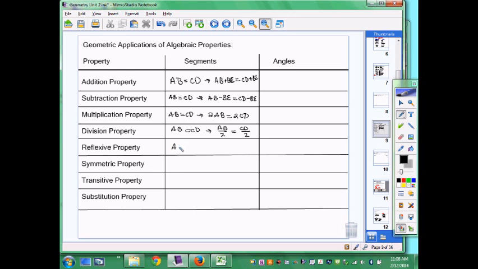If I have segments, it's equal to itself. If the length of AB is the same as CD, then the length of CD is the same as AB. I can reflect it, or symmetric it, around the equal sign. If AB is equal to CD and CD is equal to DE, then AB is equal to DE. Same idea, we have a middleman. And then substitution. If AB equals CD and DE equals CD, then AB equals DE.